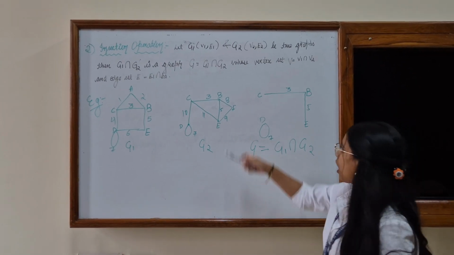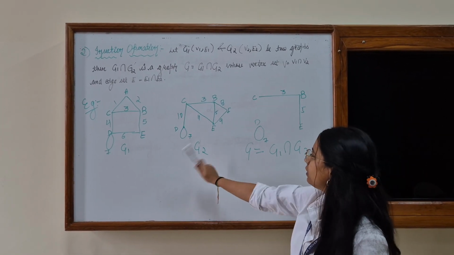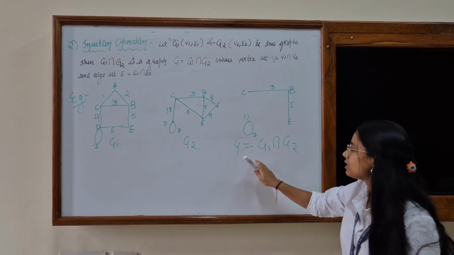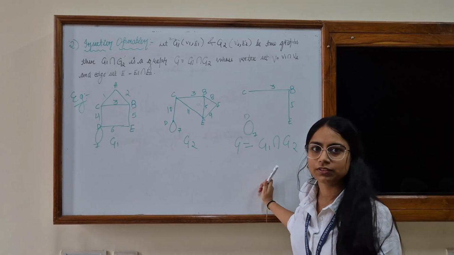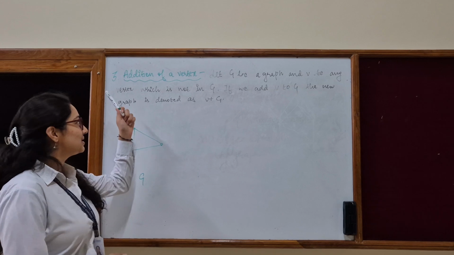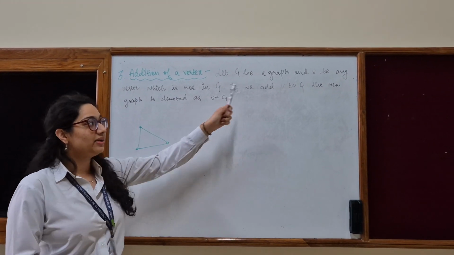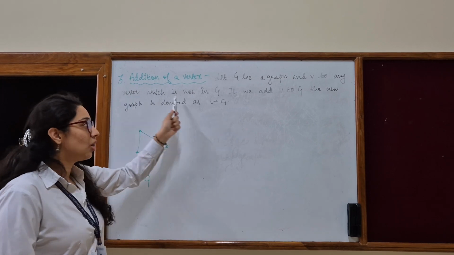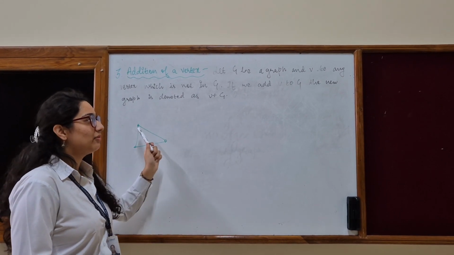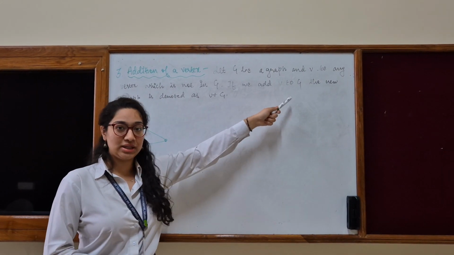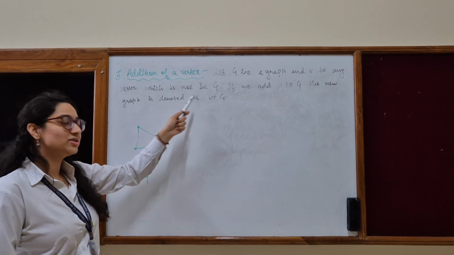So here is how we find the common part between these two graphs, which is also known as the intersection of the two graphs. The third operation is addition of a vertex. Basically, we have a graph G and a vertex V which is not in G. Now what we have to do is add V to G. The new graph is denoted as V plus G.